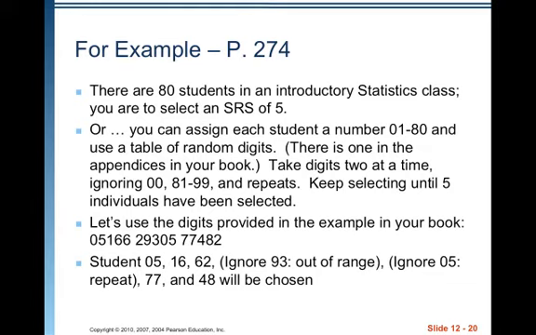So we've got 3 people so far. The next 2 digits are 93. 93 is out of our range. It doesn't represent a student, so we ignore 93. And then we move to 0, 5. 0, 5 is in our range, but student number 5 is already in the sample, so we ignore that one. Then we move to the next 2 digits, 77. That's in our range, so student 77 is part of our sample. And then 48. 48 is in our range, and that completes our sample. We now have 5 2-digit numbers that represent students that have been chosen.